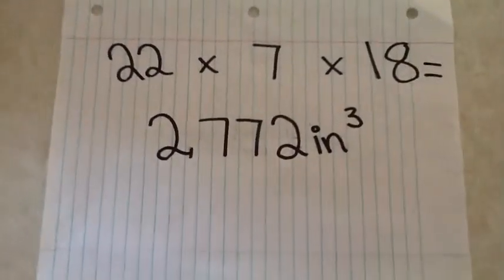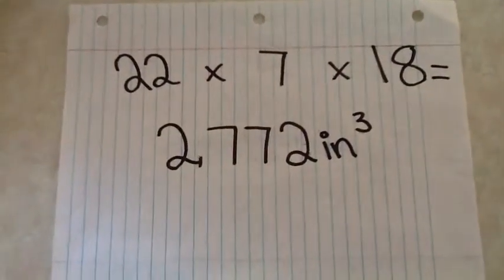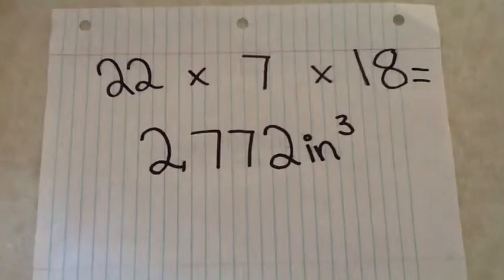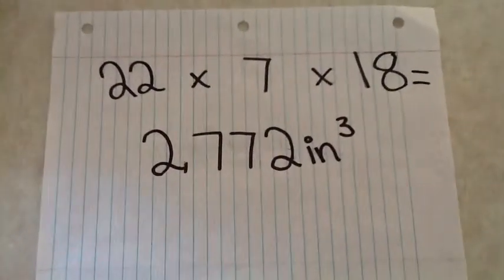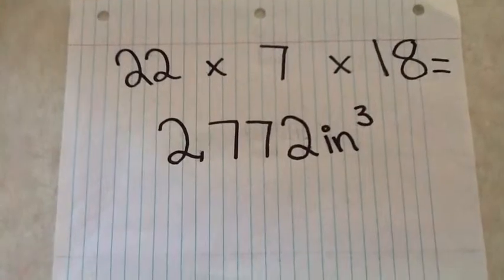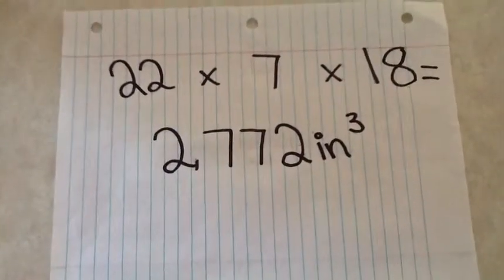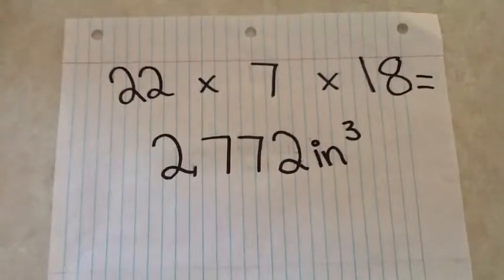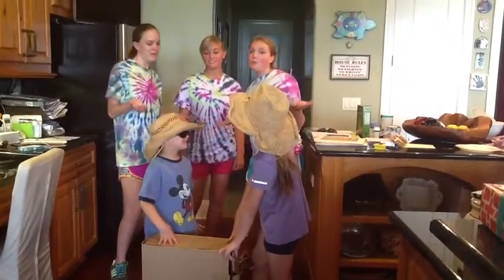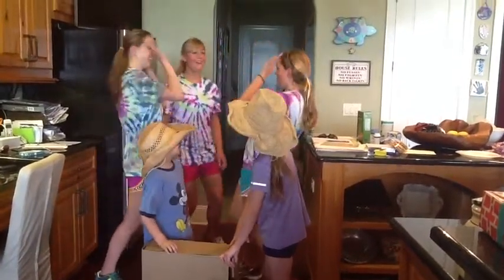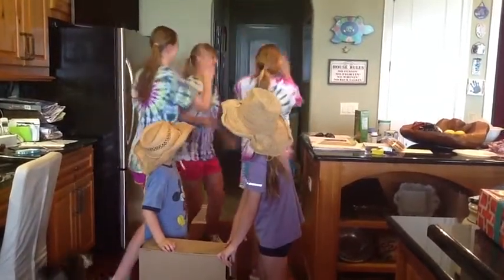For this particular rectangle, the length was 22, the height was 7, and the width was 18. When you multiply them all together, the volume was 2,772 inches cubed. Thanks! No problem! Volumizers Cubed!